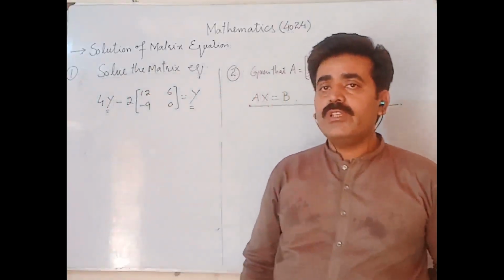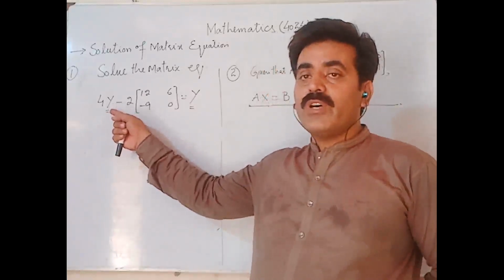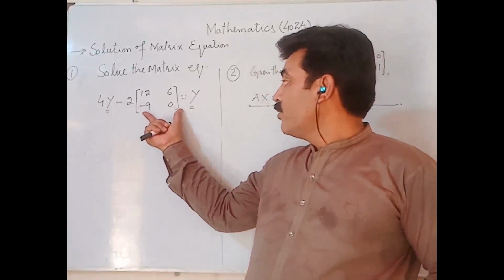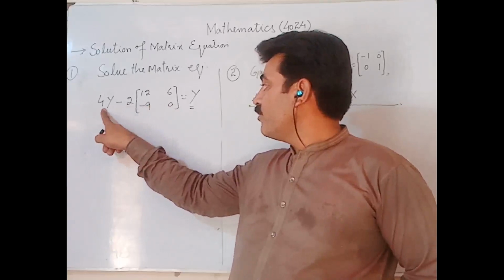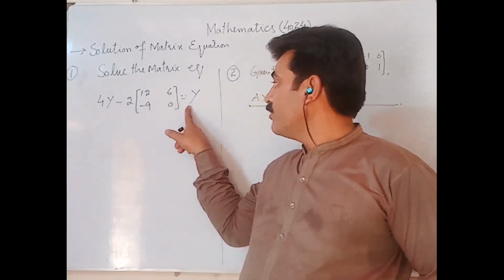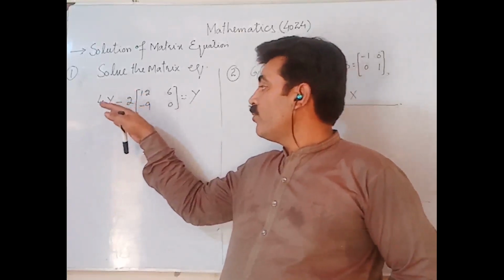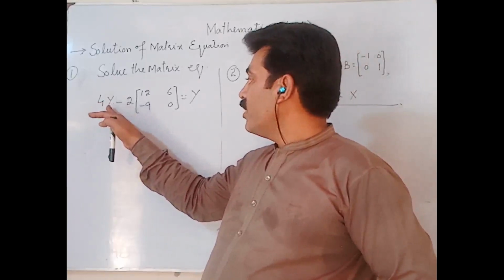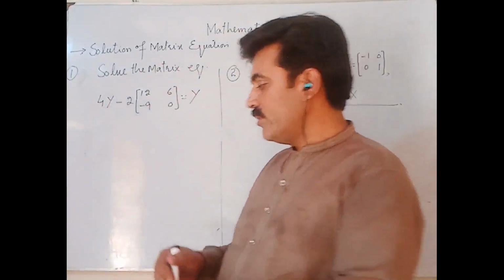So you can see here there is the variable y involved in it, and also there is a matrix. If a matrix is involved in the equation, this equation is known as a matrix equation. We have to find the variable y, but what will y be? Y will be a matrix. So let me solve it.